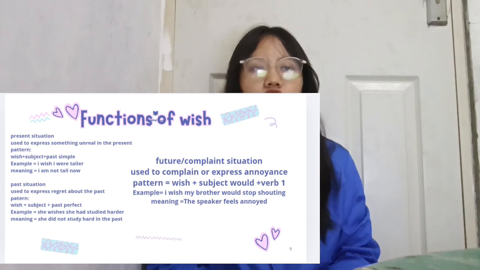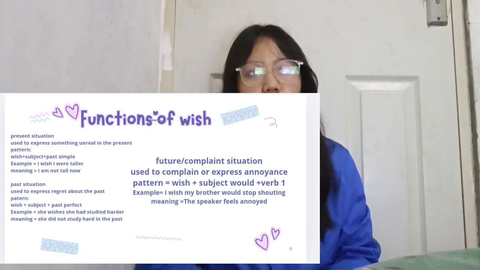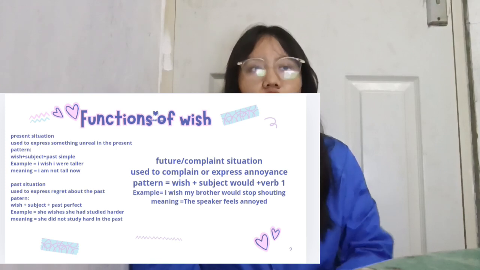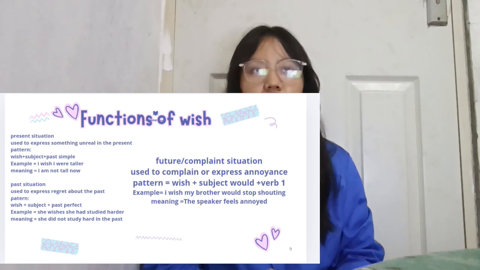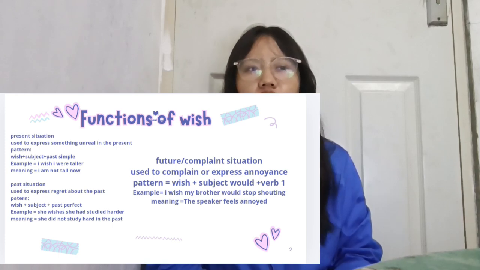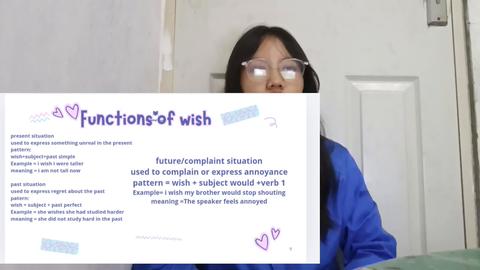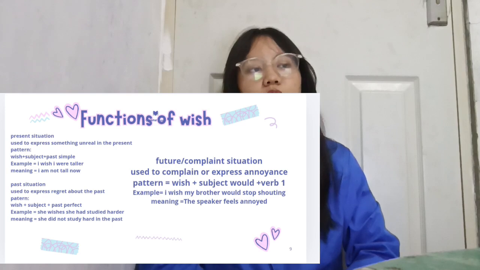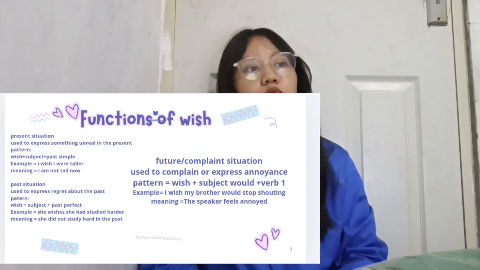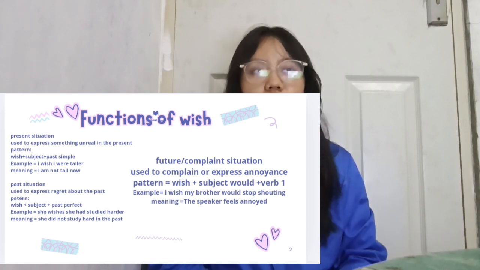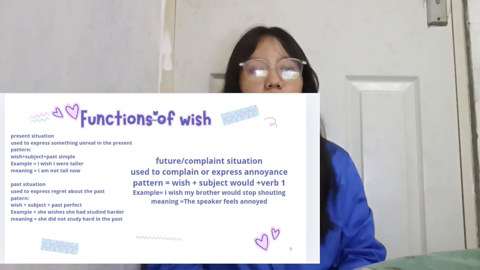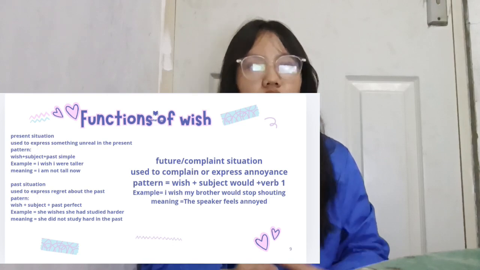Past situation: used to express regret about the past. Pattern: wish plus subject plus past perfect. Example: She wished she had studied harder. Meaning: she did not study hard in the past. Future or complaint situation: used to complain or express annoyance. Pattern: wish plus subject plus would plus verb 1. Example: I wish my brother would stop shouting. Meaning: the speaker feels annoyed.